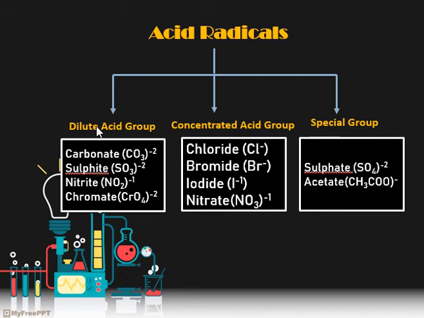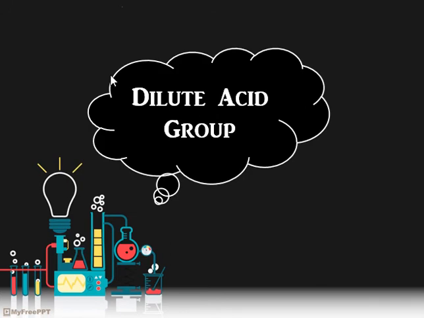Why do we term it dilute acid group? Because they are identified using dilute sulfuric acid. Over here they are identified using concentrated sulfuric acid. I'll show you a few solved practicals, so that you can get an idea and solve and write down the remaining practicals in your notebook.